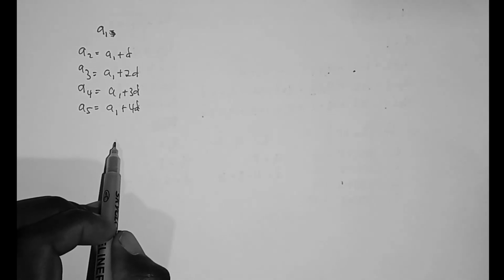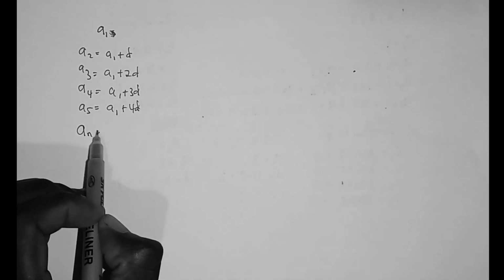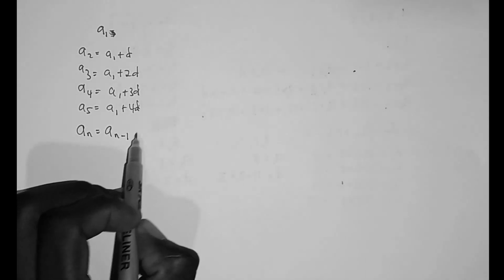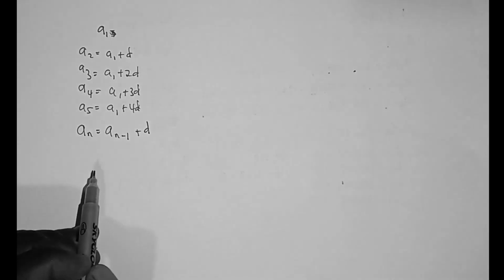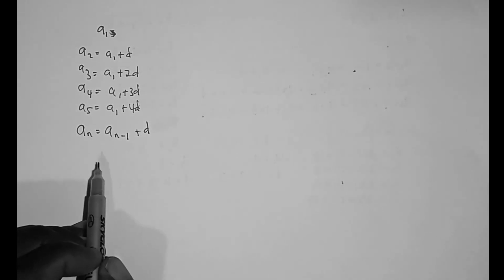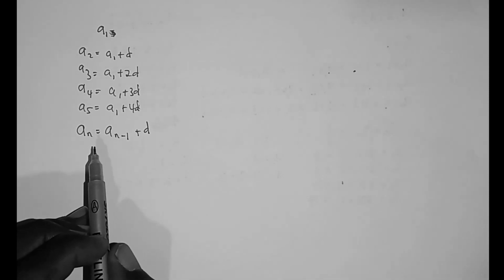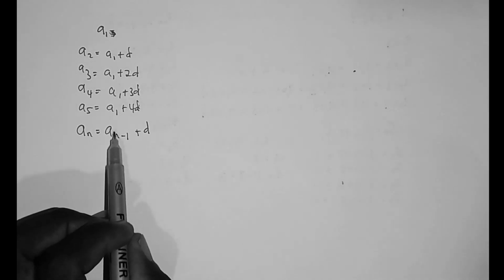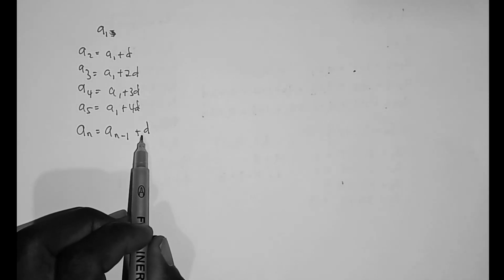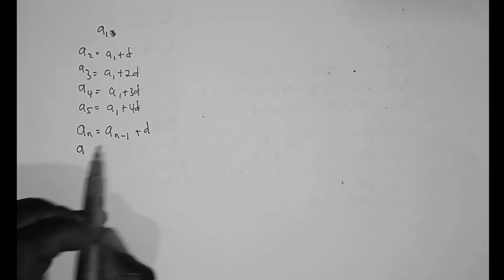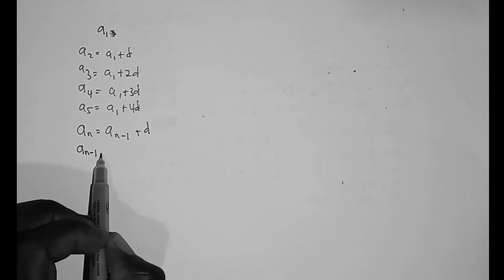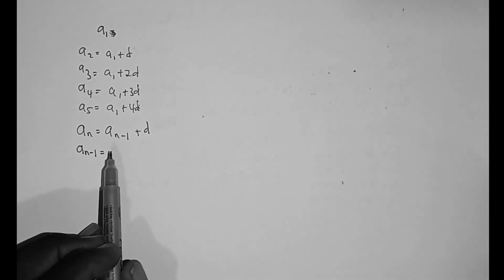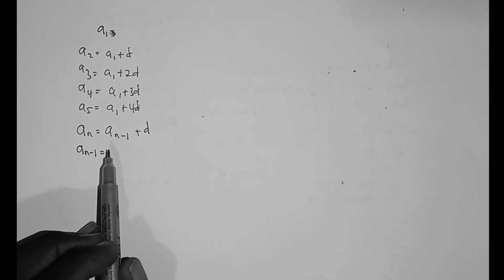So you can see that the nth term an is equal to an minus 1 plus d. That is, the nth term is the last but one term plus the common difference. So now let's find the last but one term, which is an minus 1. So an minus 1 is the last but one term, equal to an minus 1 plus the common difference.